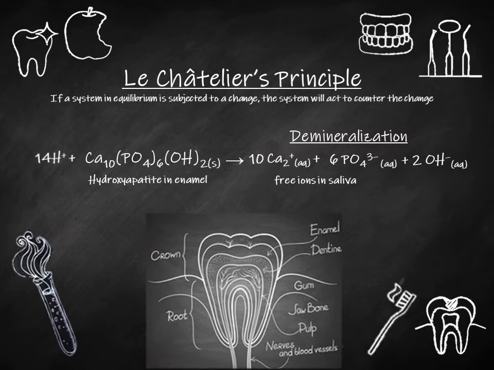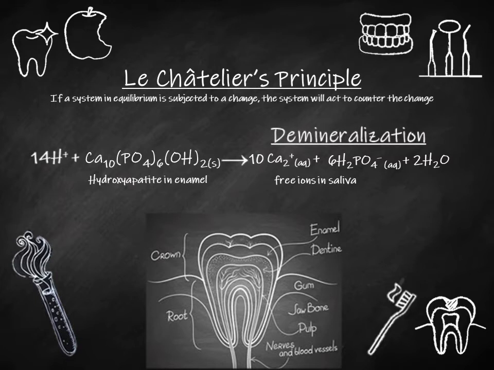With an increase in hydrogen ions, phosphate is going to bond with it to form phosphoric acid and water. This will decrease the concentration of phosphate, which will also move the reaction forwards.